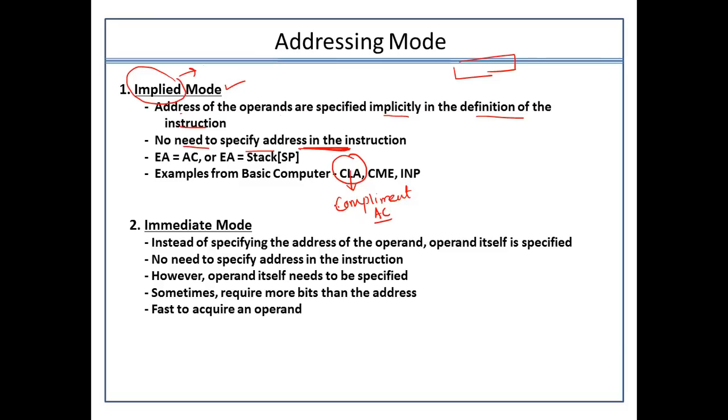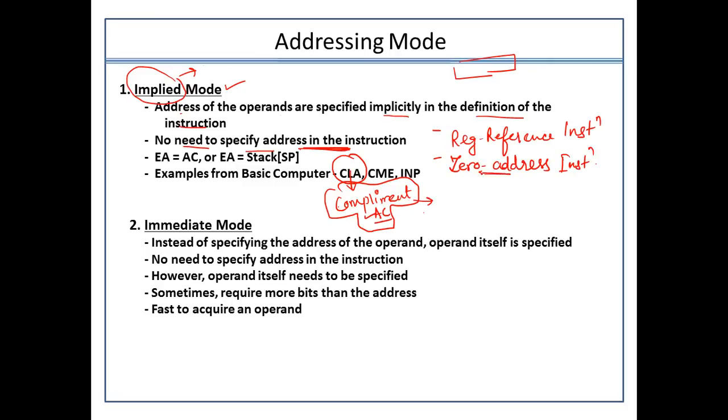The instruction in itself signifies that whatever value is present in the accumulator, I just need to complement that. I need not perform any operation on the memory. That's why such kinds of instructions are called implied mode instructions. All the register reference instructions, as well as the instructions which are called zero address instructions.